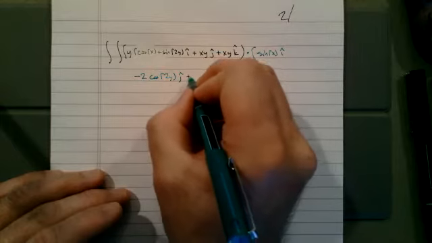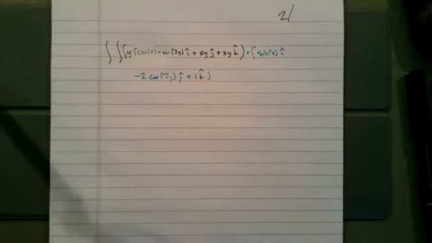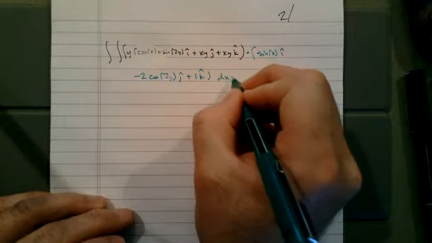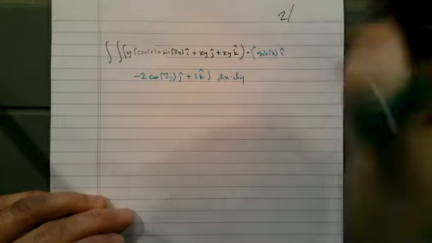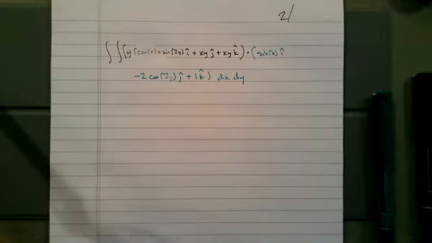Plus 1k. And then I can describe this as a dx dy or a dy dx. But this is the dA part, dx dy. I shouldn't just start dropping dots when we're actually doing a dot product. Then all we have to do is describe the region.